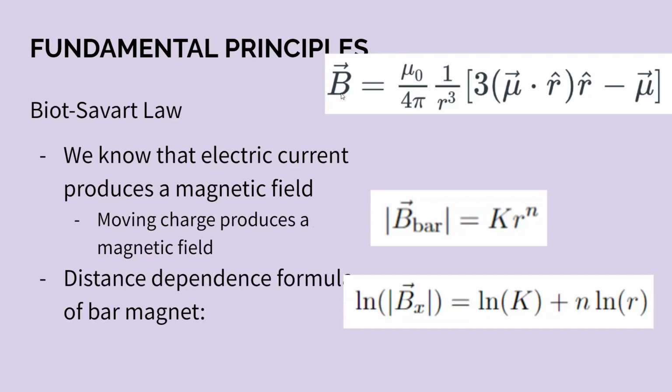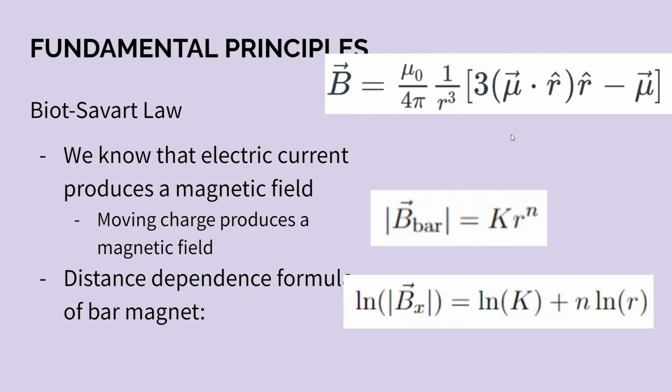We know that electric current produces a magnetic field, as we've learned through the lectures, and a moving charge is actually the thing that produces the magnetic field. This is the distance dependent. These two right here are the distance dependent formulas of the magnetic field. This is K, which is a constant, R, the distance, the N, and this is the linearized format of this to make sure that we can graph it.